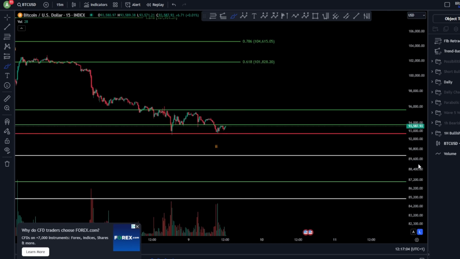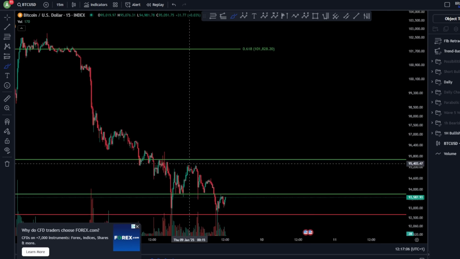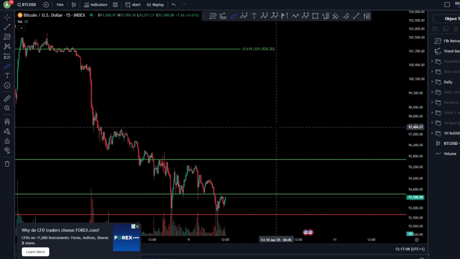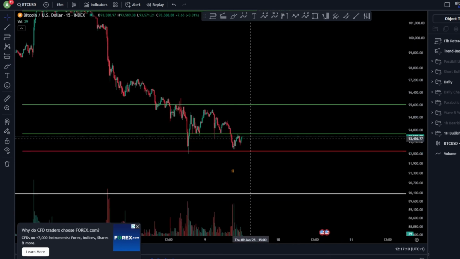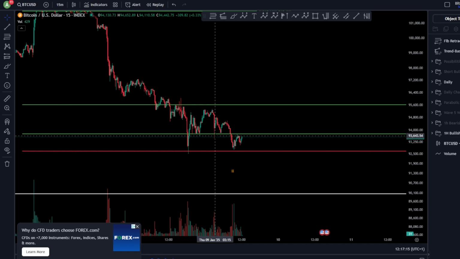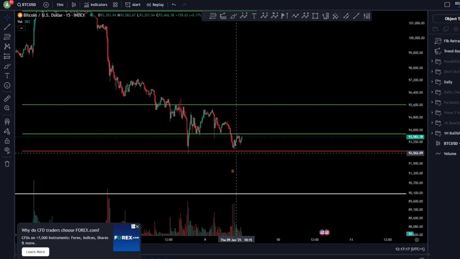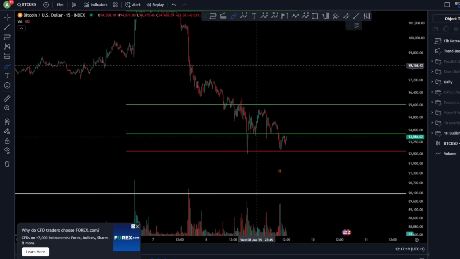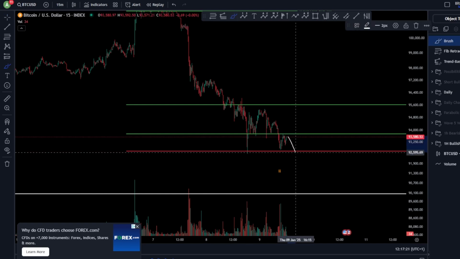Let me check on the 15-minute chart. 1, 2, 3, 4, 5. Finished short and truncated. 1, 2, 3, 4, 5. Yeah, possibly finished, possibly not. It's not a thing anyway.